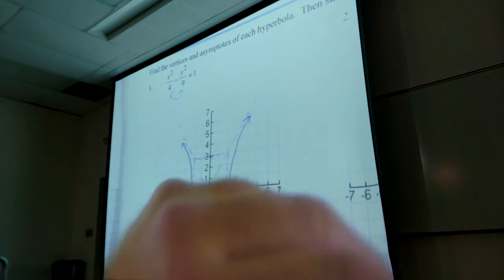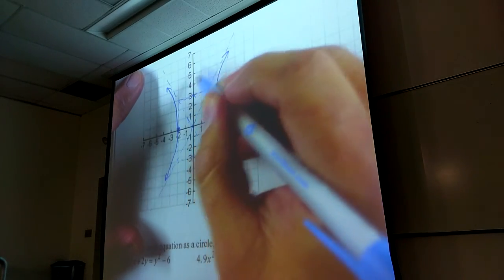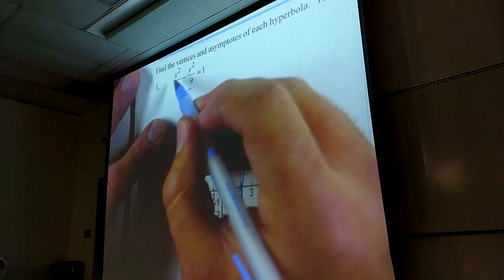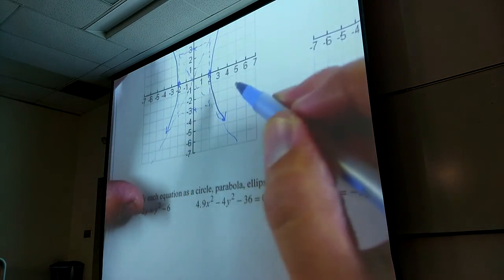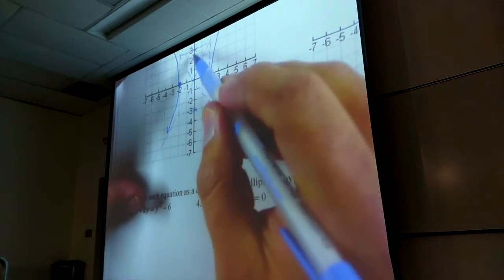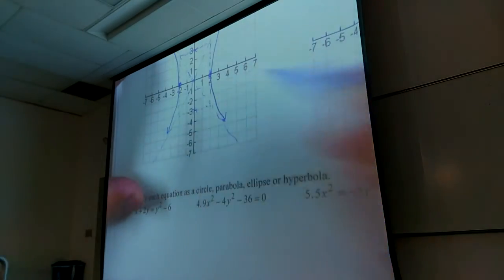Now, if these would have been turned differently, if the y squared part was positive, it would have been up here and there. If I would have made this negative and this positive, everything else I did would have been exactly the same. My little box would be in the same place. The vertices would be real points, and then we would just go up and down instead of left and right.